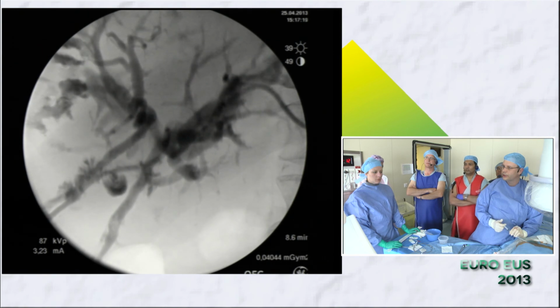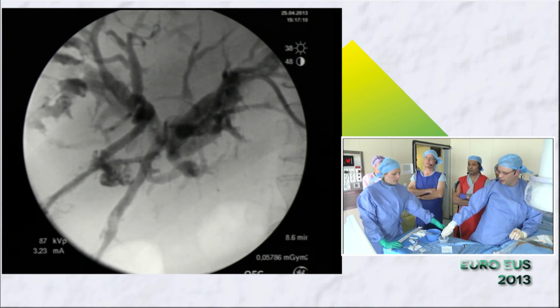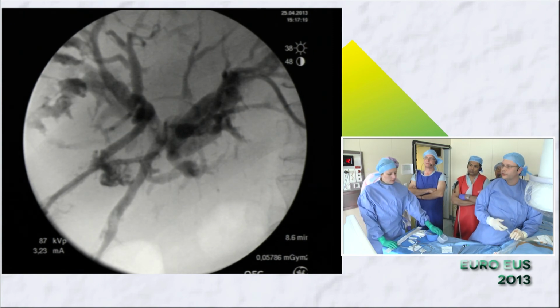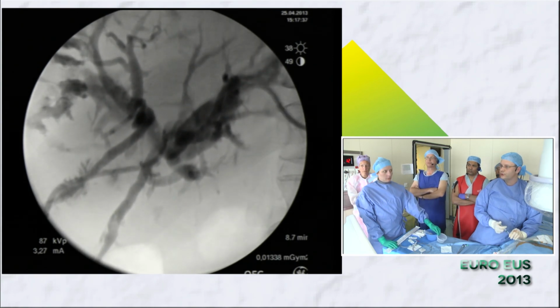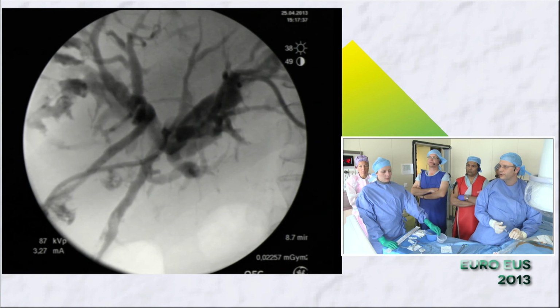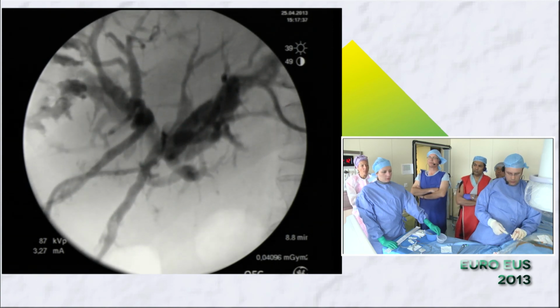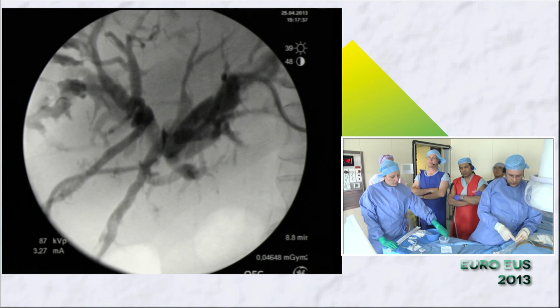The aim is to avoid, of course, leaving a side hole outside the liver. So I have to be careful because previously I punctured very close to the hilum, so I have to wait. Okay, I believe it's enough. And I can fix the drain.